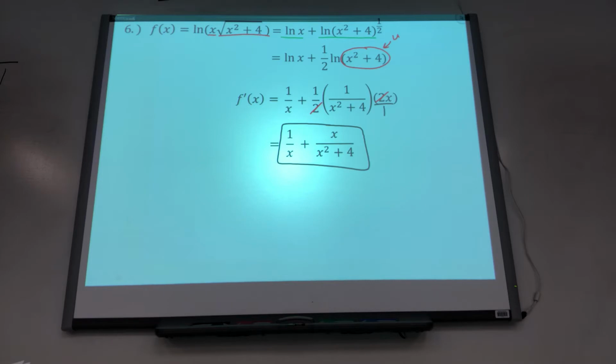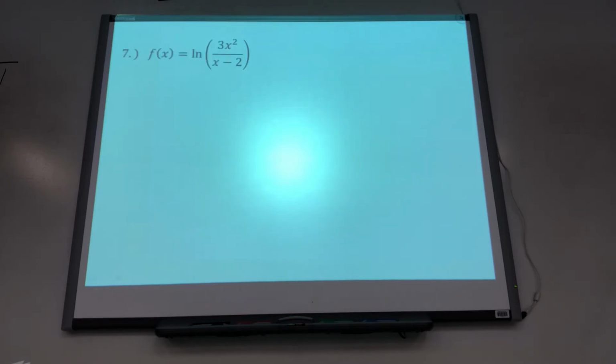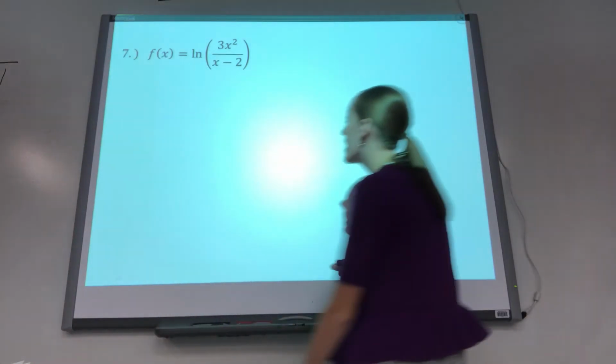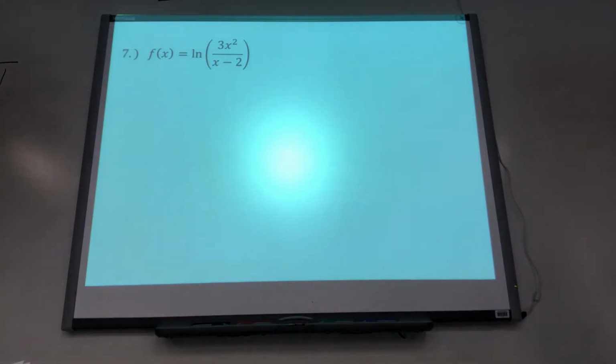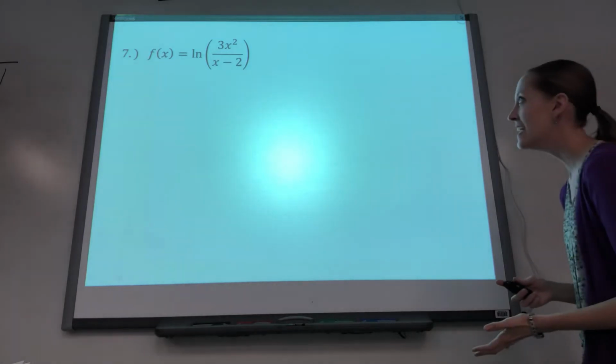Okie doke. Stop me if you have any questions. I think there's 2 more here, and we may try to use some more properties. At least with this one, I think we can. It's the natural log of 3x squared over x minus 2. Natural log of a quotient. This is the quotient property.